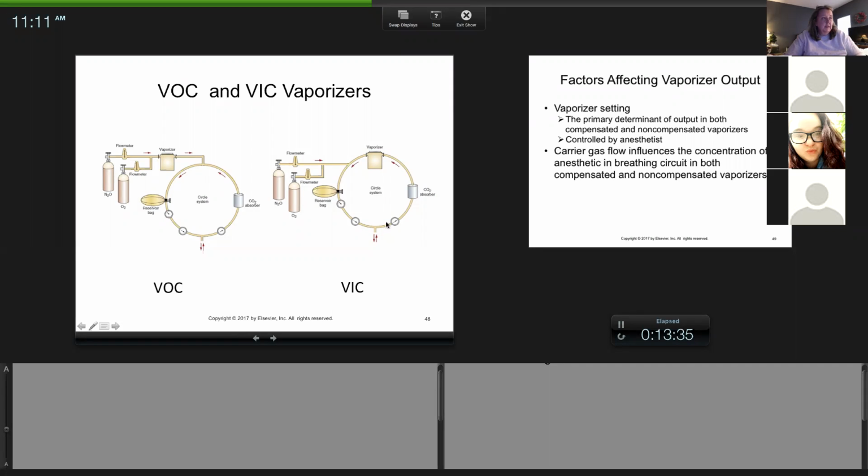In the VIC, you have the vaporizer in the circuit. So when the patient begins to breathe, they can pull gases through that vaporizer and change their concentration. The only thing you have control over is that little valve where you can open and close it. You can try to open it, close it based on your patient's depth, but their respiratory rate and how deep they're breathing can affect the concentration. So that's the main difference.